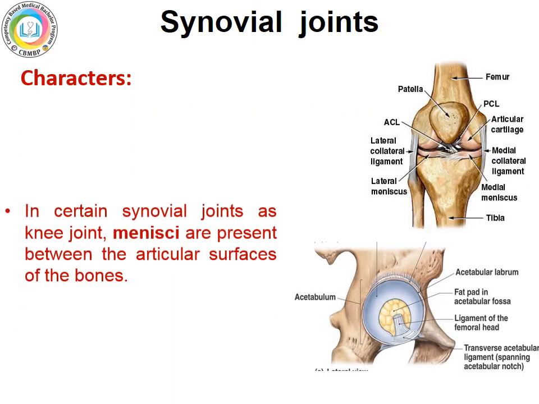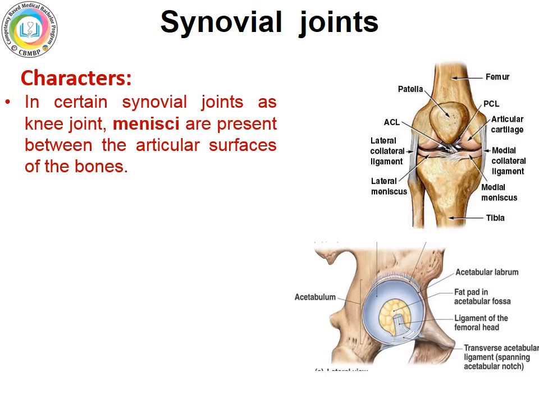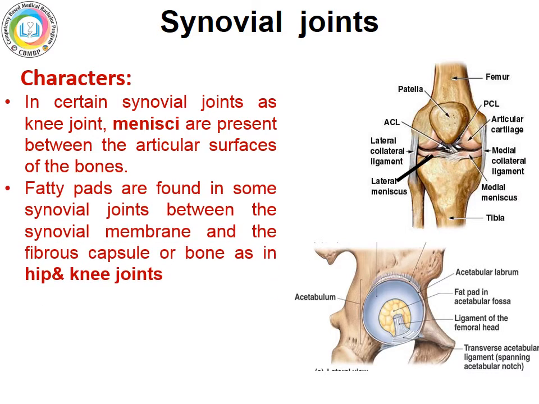Another character is in certain synovial joints, as the knee joint, menisci are present between articular surfaces of bones to decrease friction, because this joint is a weight-bearing joint. Here is the knee joint. There is a disc, an articular disc, between the two bones called meniscus to decrease friction. Also, in some joints, there are fatty beds between the synovial membrane and fibrous capsule or the bone, as in the hip and the knee joint. Here is the fat bed in the hip joint.